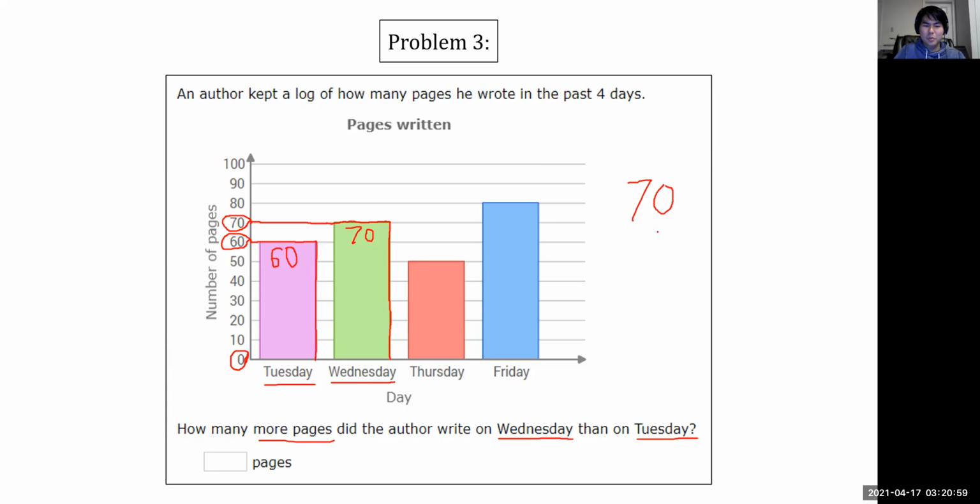What I mean to say is, we need to subtract the number of pages written on Tuesday from the number of pages written on Wednesday, since the number of pages written on Wednesday is larger than the number of pages written on Tuesday. So it's going to be 70 minus 60. 70 pages minus 60 pages. I get 10. So to answer this question, the author wrote 10 more pages on Wednesday than on Tuesday. And we have just received our final answer.